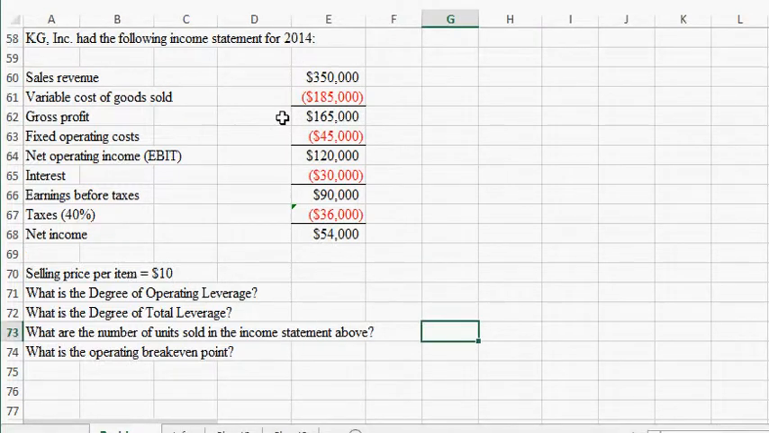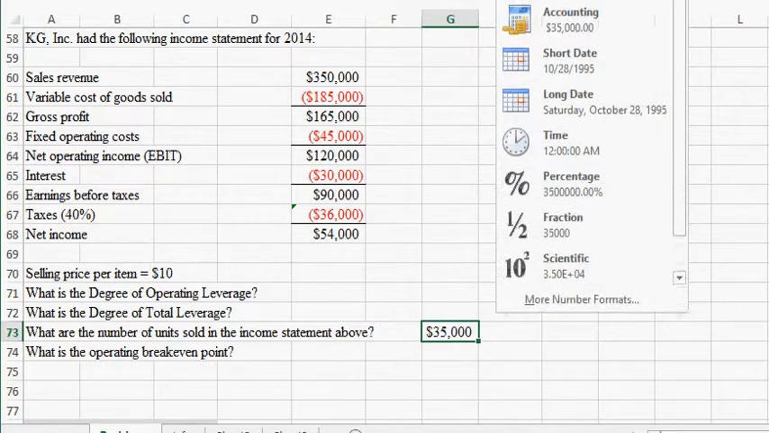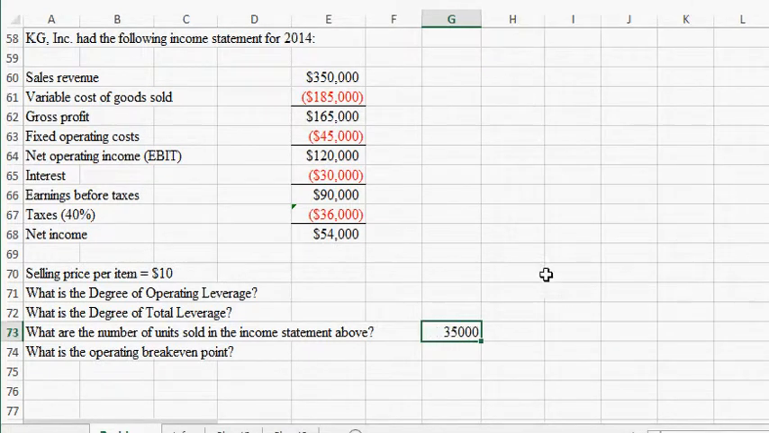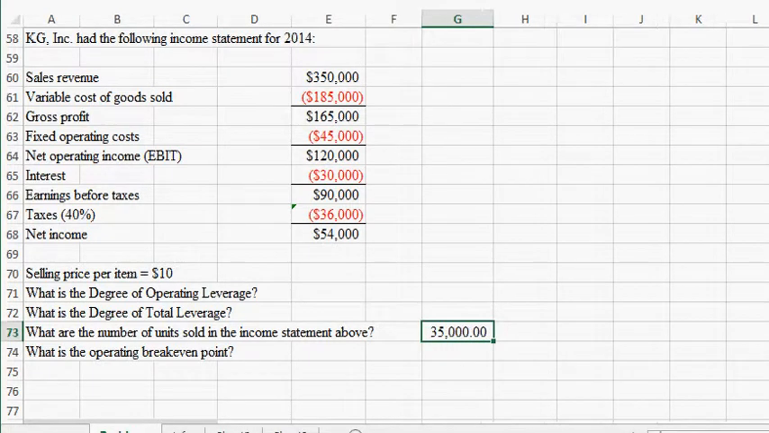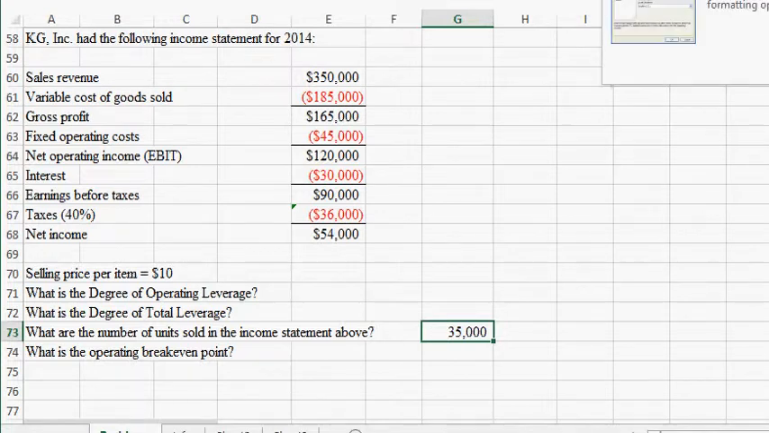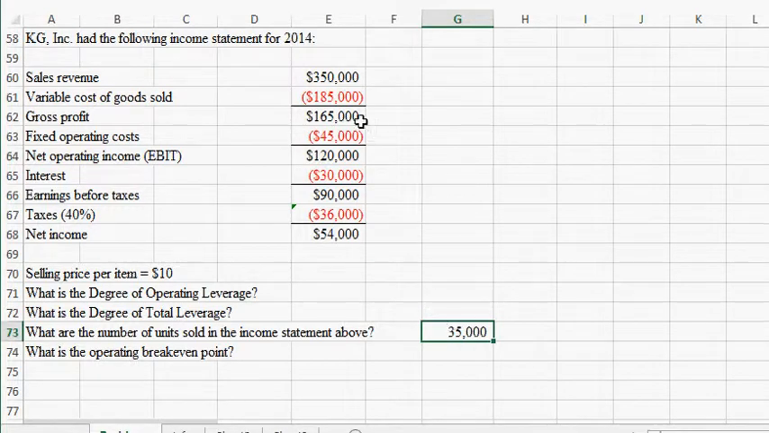So at $10 with sales revenue of $350,000, we can calculate the sales revenue of $350,000 divided by 10, that's 35,000. Again, this should be a number, not a dollar amount. So they sold 35,000 units. This would also help us calculate our variable cost per unit, so that's valuable in doing the operating break-even.